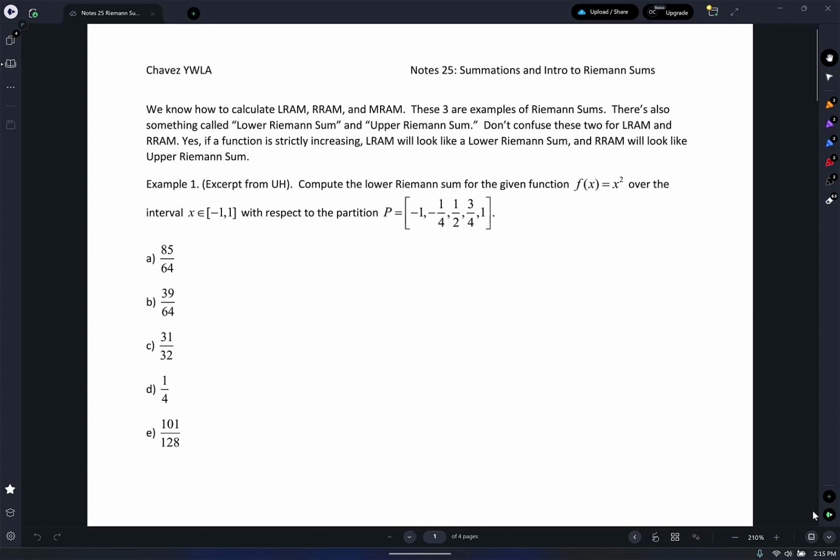Calculators, take out your calculators. Here we go. We're going to continue with the rectangular approximation method.